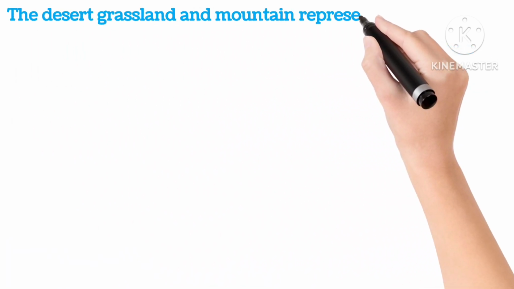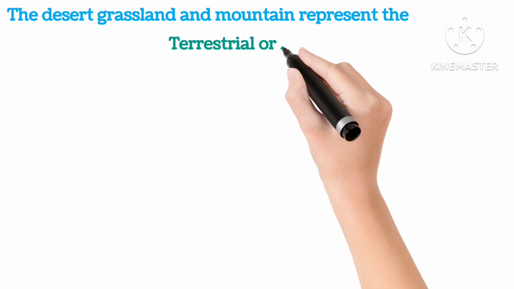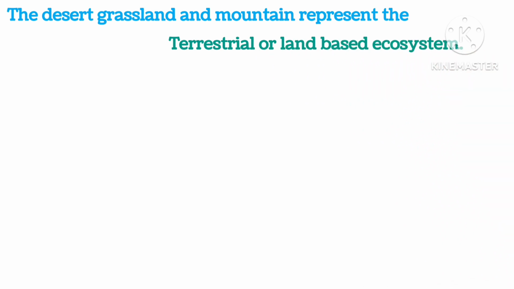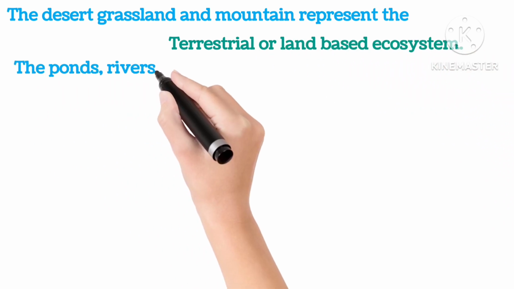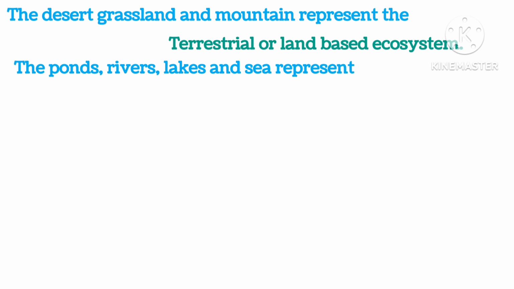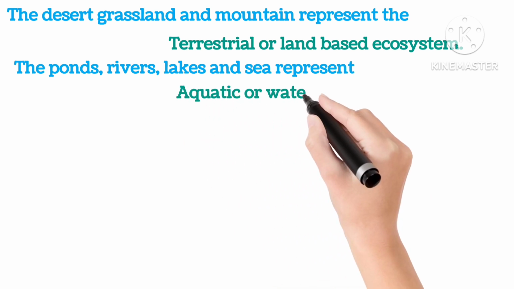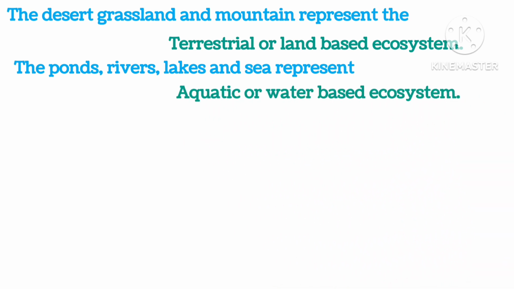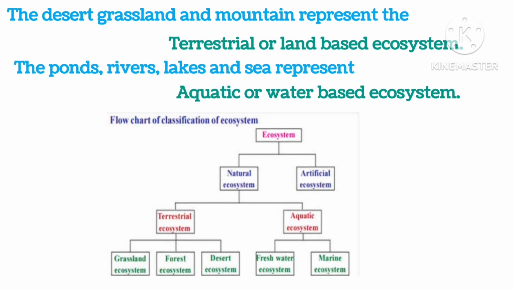The desert, grassland, and mountain represent the terrestrial or land-based ecosystem, and the ponds, river, lakes, and sea represent the aquatic or water-based ecosystem. So you can see ecosystem is of two types, natural and artificial. Natural can be terrestrial like grassland, forest, and desert, and aquatic can be freshwater or marine ecosystem.